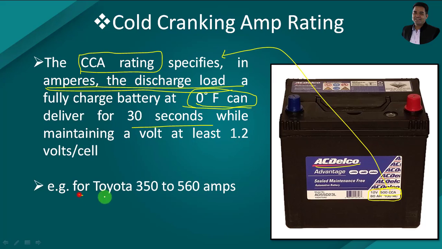For example, Toyota has a CCA rating of 350 to 560 amperes. So again you can say that the Toyota batteries can deliver 350 amperes to 560 amperes at 0°F temperature for 30 seconds. This is the capacity of those particular batteries.